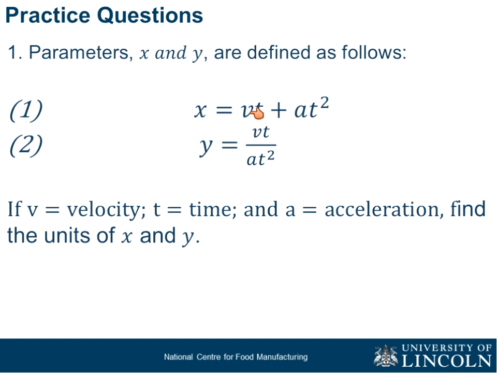So the unit of vt must be equal to the unit of at squared. If you have this type of question in the exam, and you find out that your unit of vt is not equal to unit of at squared, you know that something is wrong somewhere. So your vt must be equal to at squared in terms of unit.